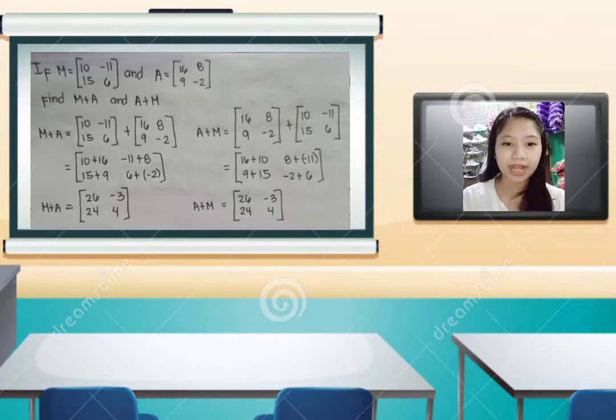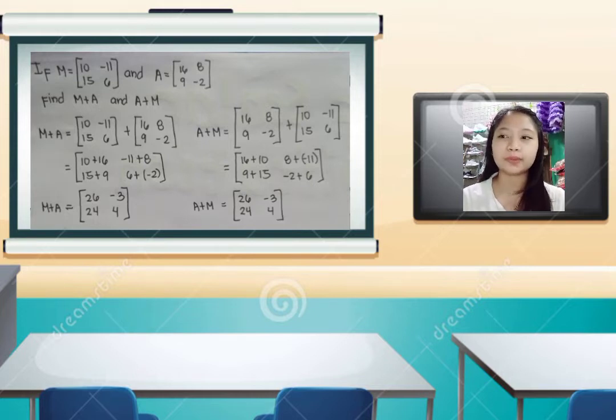We will subtract here because they have different signs. So negative 11 plus 8 is equal to negative 3. We will get the sign of the larger number. Next, 15 plus 9 is equal to 24, and 16 plus negative 2 is equal to 14. Our matrix M plus matrix A is equal to 26, negative 3, 24, and 14.